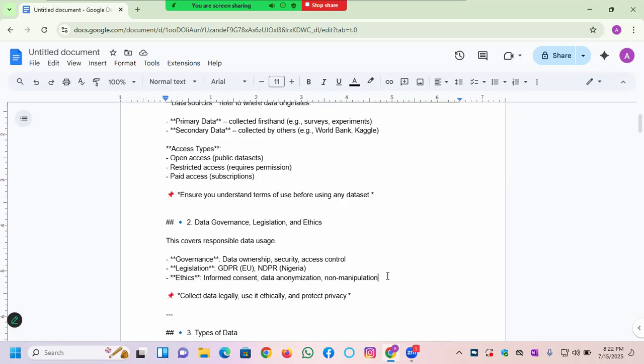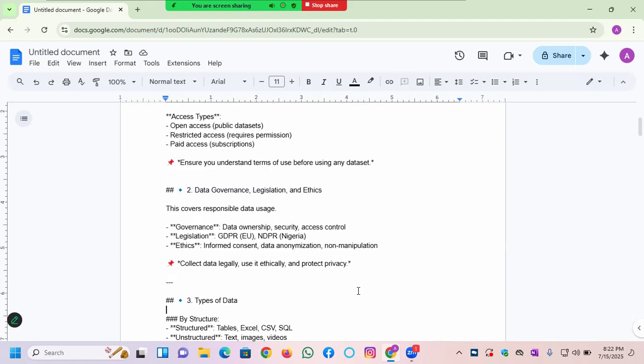Let's say somebody tells you something, right? The person can say he wants to remain anonymous. So if the person says he wants to remain anonymous, then you must make sure the person is anonymous. You don't divulge, no matter how bad it is. You are not in any position to divulge such information. So collect data legally, use it ethically, and protect privacy. Privacy is the key word when we are talking of data.